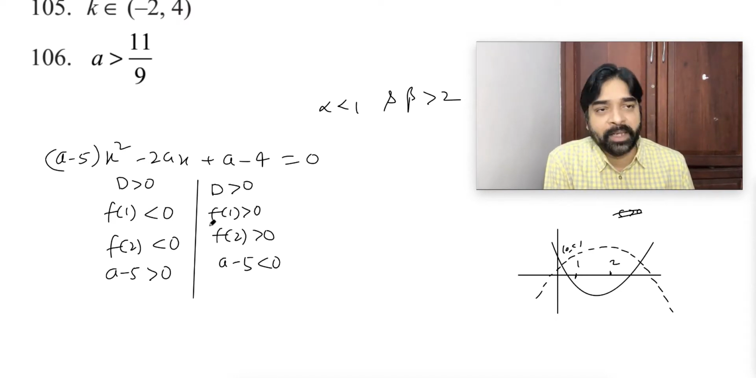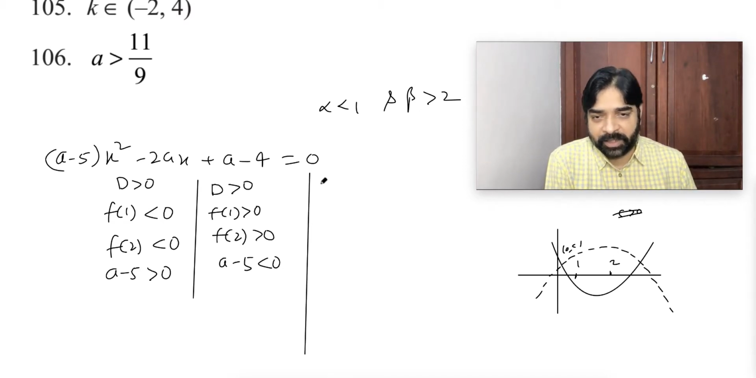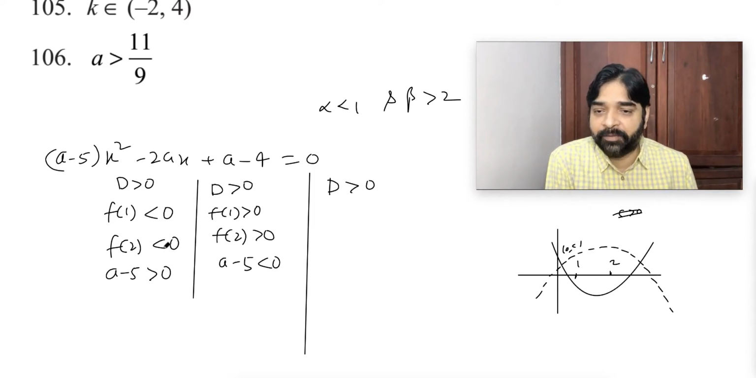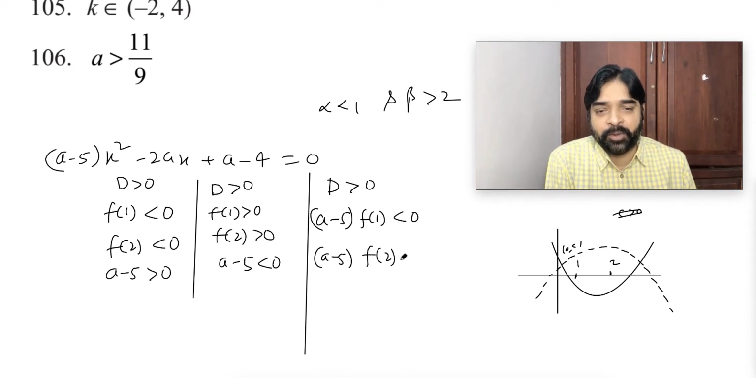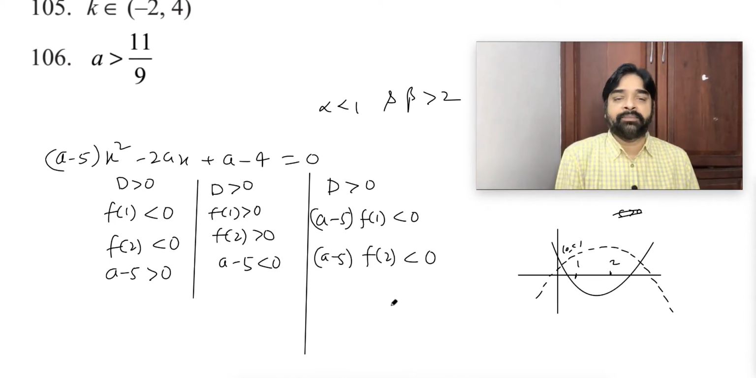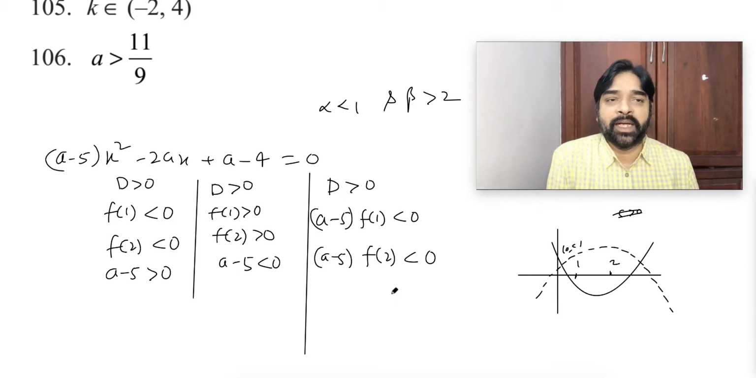Now we have to combine it. How to combine? D greater than 0 must be there. That's the first condition, because this is a satisfying mode. Look at here. F1 less than 0, f2 less than 0, a minus 5 greater than 0. That means f1 and a minus 5 must be of opposite sign. A minus 5 and f2 must be of opposite sign. Did you understand the point?